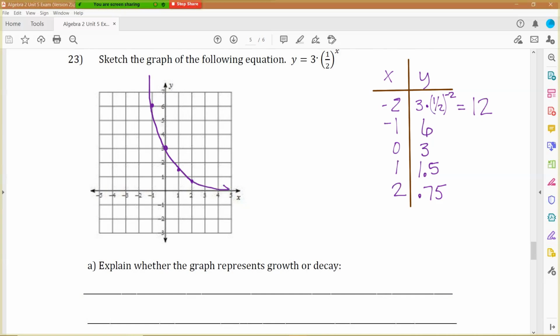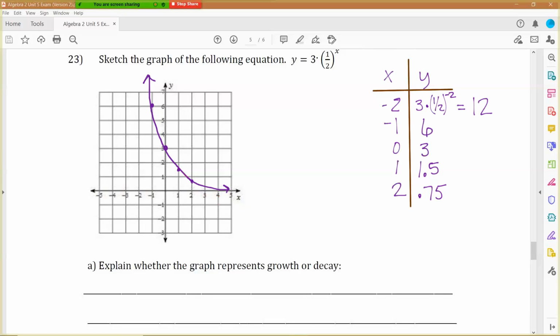So again, keep in mind, my graph is going to get really, really, really close to that x-axis as it continues, in this case, to the right, but it's never going to cross. What I'm really telling you is when you draw your line here, make sure that you don't go like this. Don't do this. So you want it to flatten out right along that x-axis.